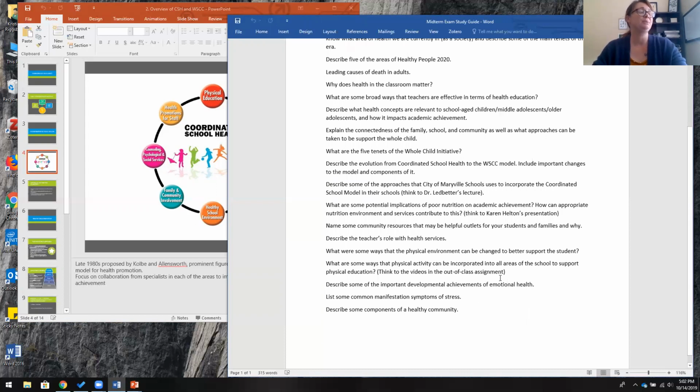Name some community resources that may be helpful outlets for your students and families, and why. So there's 2 components there. Students frequently miss that. They list some community resources but don't tell me why. So with this, I'm looking for anything. We have had multiple community resource members in the classroom, so it's really important to think about maybe who we've had and what they could offer your students. You can even think outside of that.